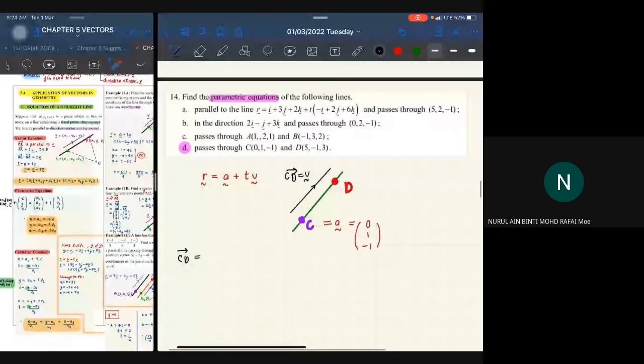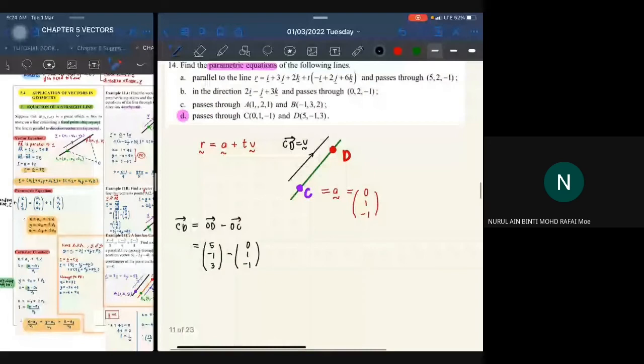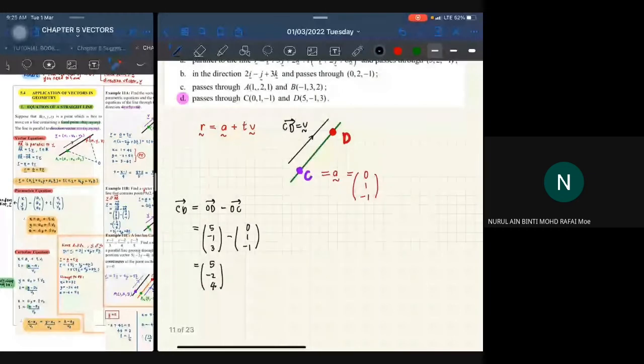So CD is equal to OD minus OC. So OD is 5, -1, 3. And then minus with OC. So OC is 0, 1, -1. Okay, so tolakkan sahaja, you will get 5, -2, 4. Settle. Okay, so tak payah tukarkan dia dalam bentuk vector direction pun okey. Biarkan saja dalam bentuk column matrix. Okay, so settle. Awak dah jumpa dua benda yang awak perlu ada. So you have A over here, and then you have your v over here.